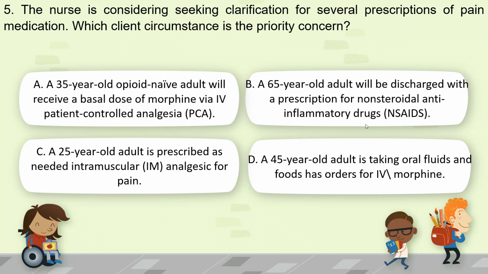The nurse would actually consider questioning all the medication prescriptions, but the opioid naive adult has the greatest immediate risk because of a basal dose that has been associated with an increased incidence of respiratory depression in opioid naive clients. So older adults are frequently prescribed NSAIDs. However, they are used with caution, and the client's history should be reviewed for potential problems such as history of gastrointestinal bleeding, because of course we know that NSAIDs can cause GI upset, cardiac disease, or renal dysfunction.